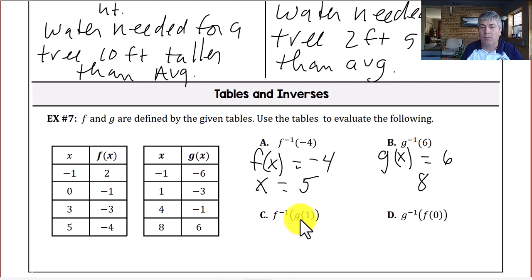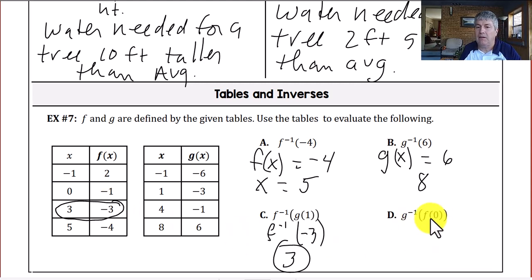In c, a little bit more complicated. The inverse of g of 1 of f. So if we input 1 in g, we get an output of -3. So the inverse of -3. So now it's just like our previous question, like in A or B. So I have an output of -3 in f, which is a result of an input of 3 in x. So that answer is 3. I'm working with this ordered pair right here.